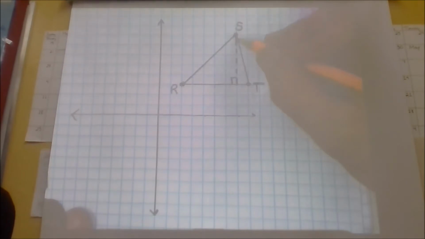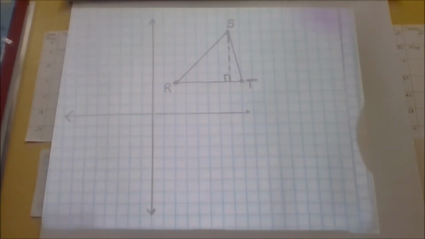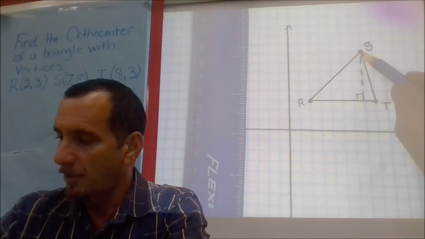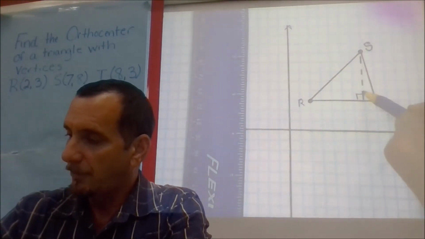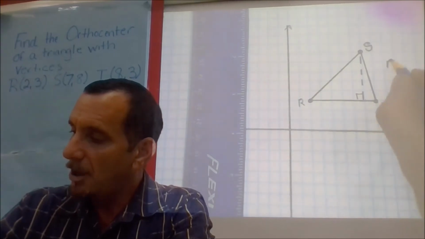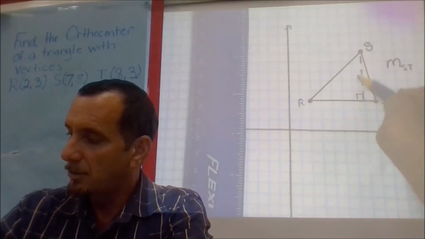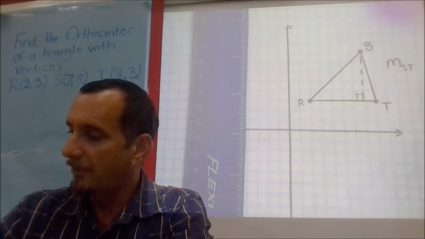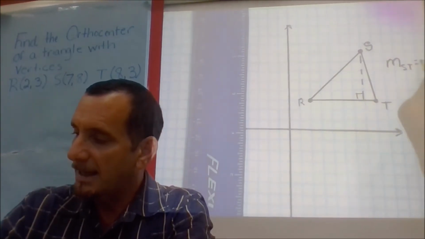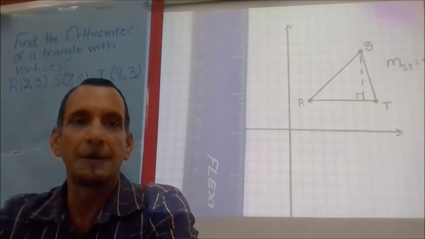So the first thing we're going to do is find the slope of ST using rise over run. And then over 5, 1. So the slope of ST is 1, 2, 3, 4, down 5 over 1, which is a negative 5 over 1.